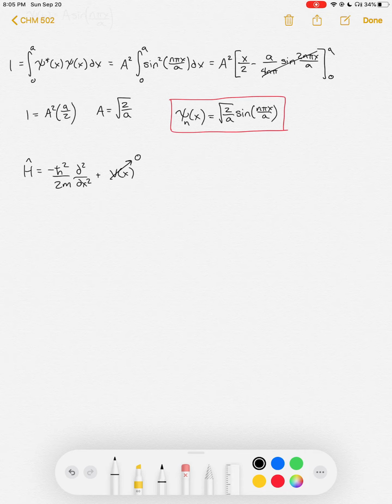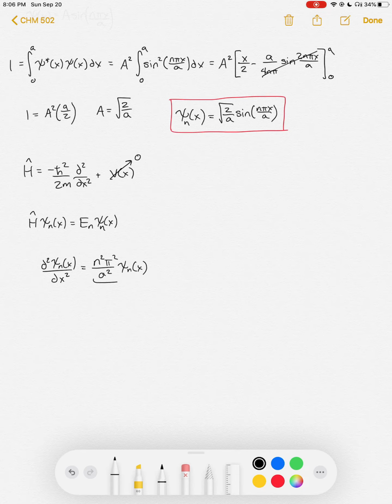So all we need to do is take two derivatives of our function and then multiply by negative h bar squared over 2m. So we'll do that. So we operate on our wave function here, and that's going to give us our energy as a function of n times our wave function again. So two derivatives of this wave function are simply, it's going to be sine again. We're going to pull out that term inside, that n pi x over a. We're going to pull that out twice. So the second derivative of our wave function with respect to x is equal to n squared pi squared over a squared times our wave function again.